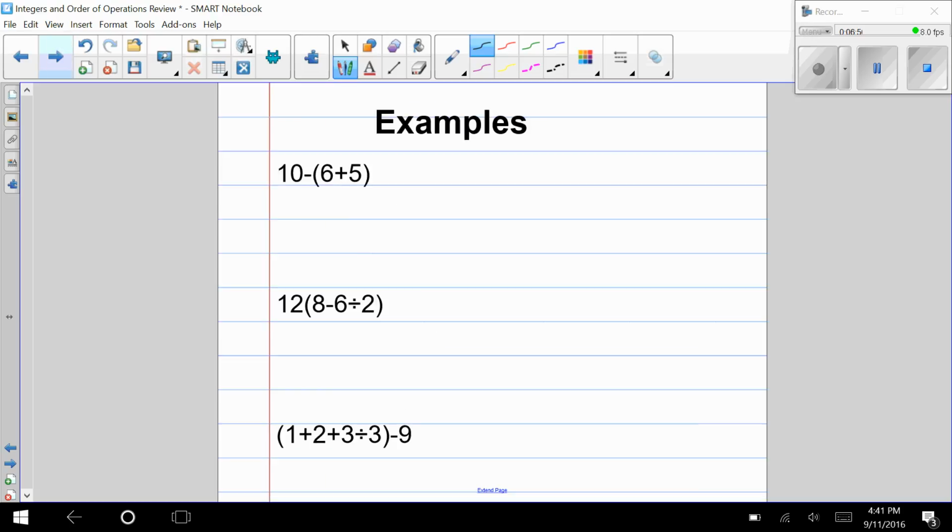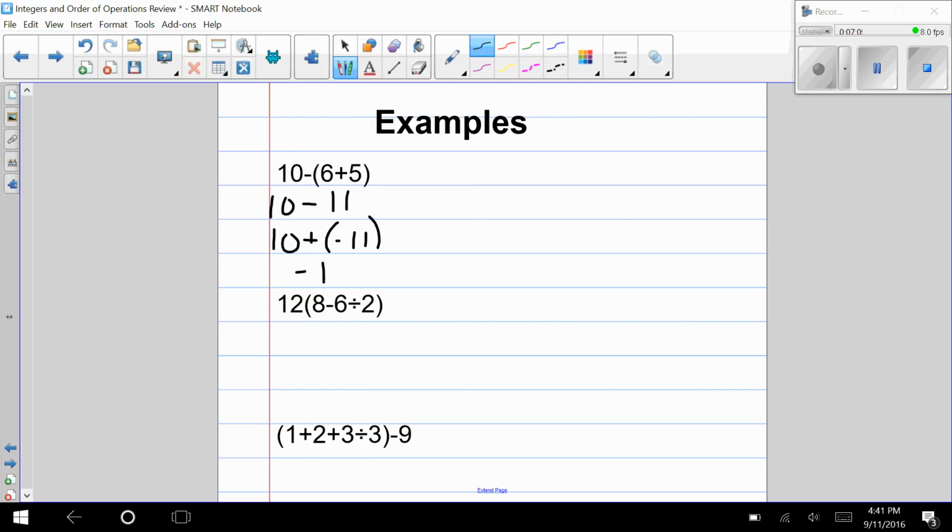And some order of operations examples. We remember, we start inside of the parentheses. Inside of the parentheses, 6 plus 5 makes 11. So I have 10 minus 11. We change that to 10 plus negative 11. And my answer is negative 1.